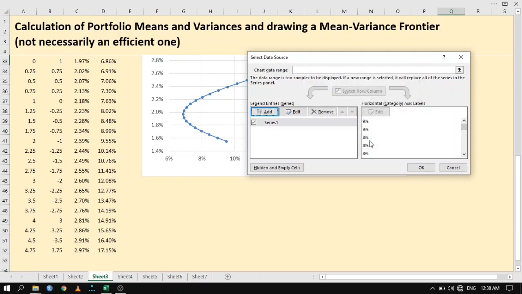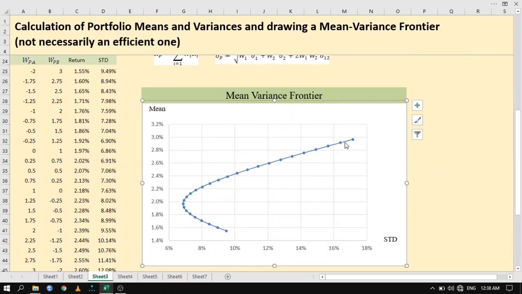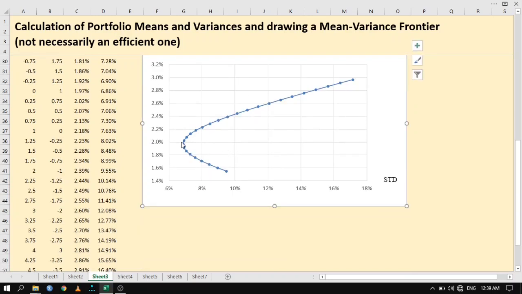Now you can see a curve, which is a bullet shaped curve. This curve is known as the mean variance frontier, because we have plotted standard deviation against the return of each and every portfolio that we have created.